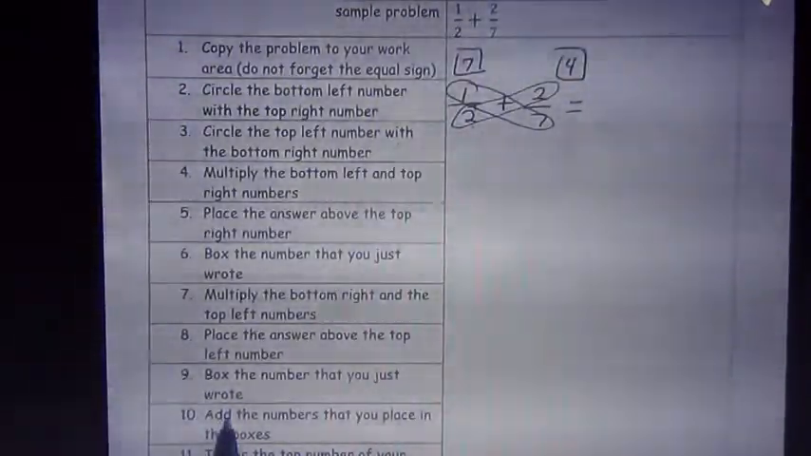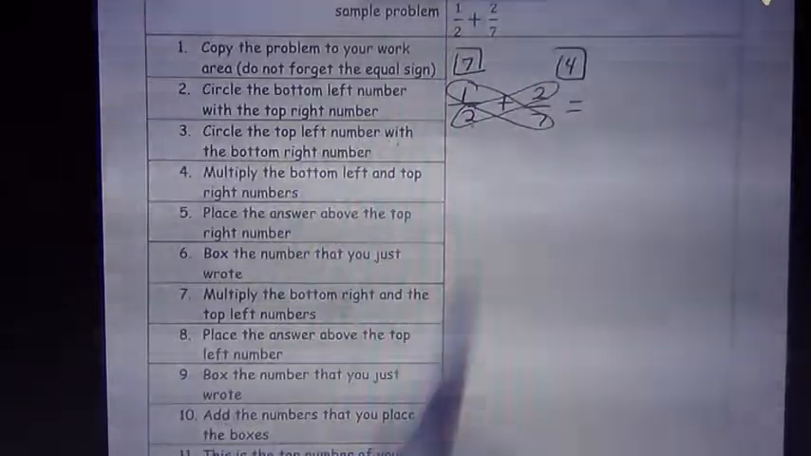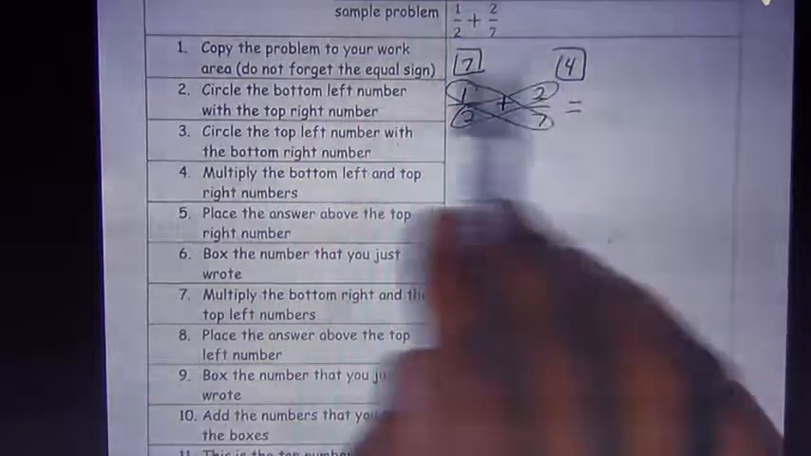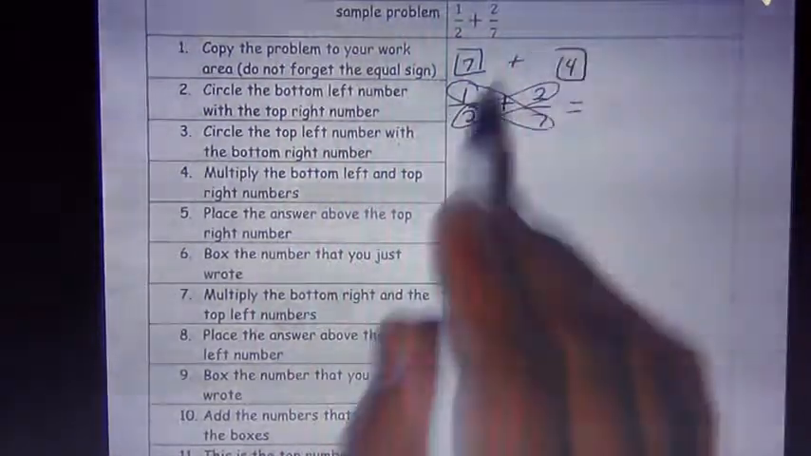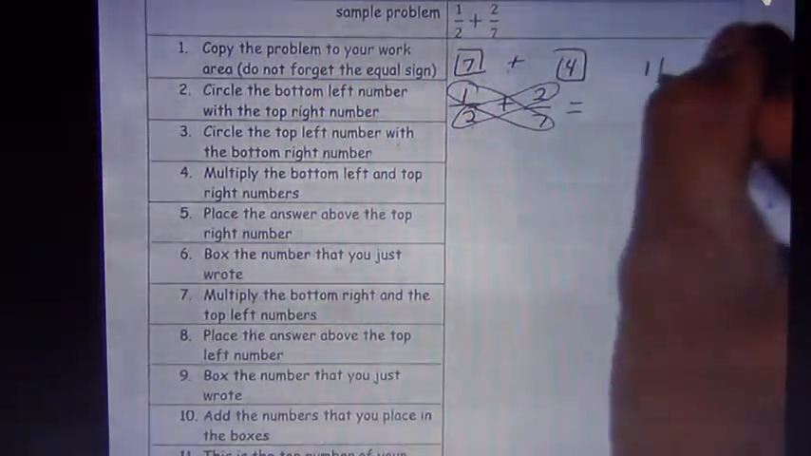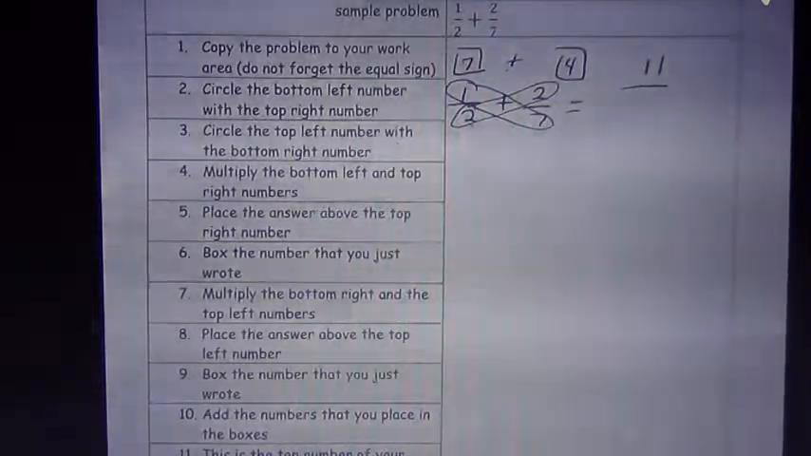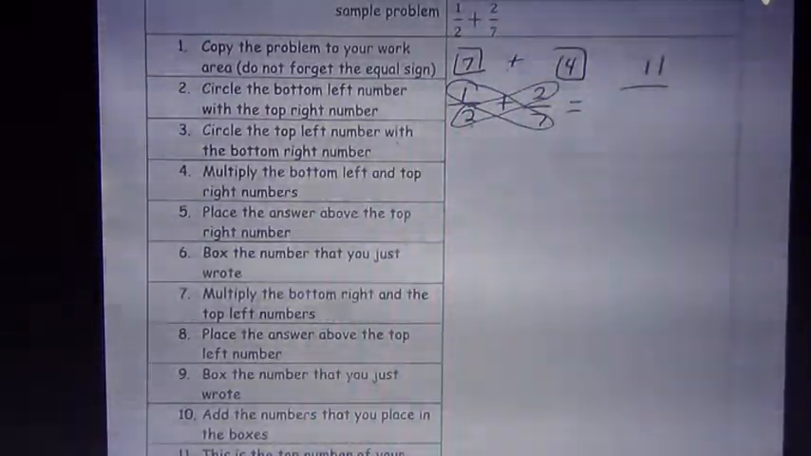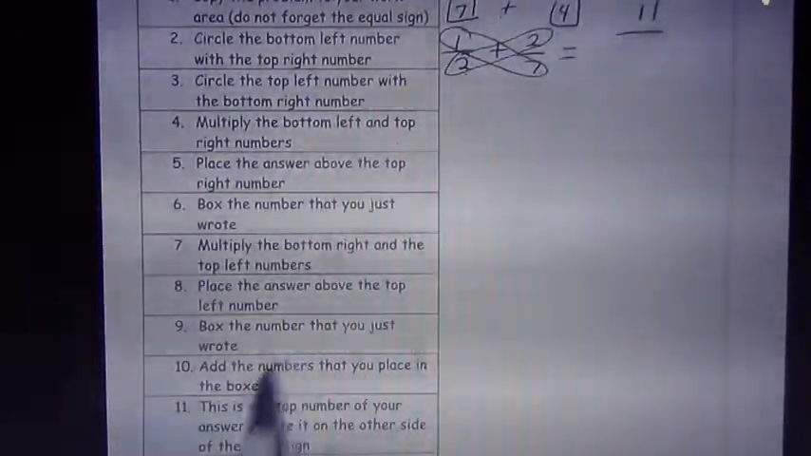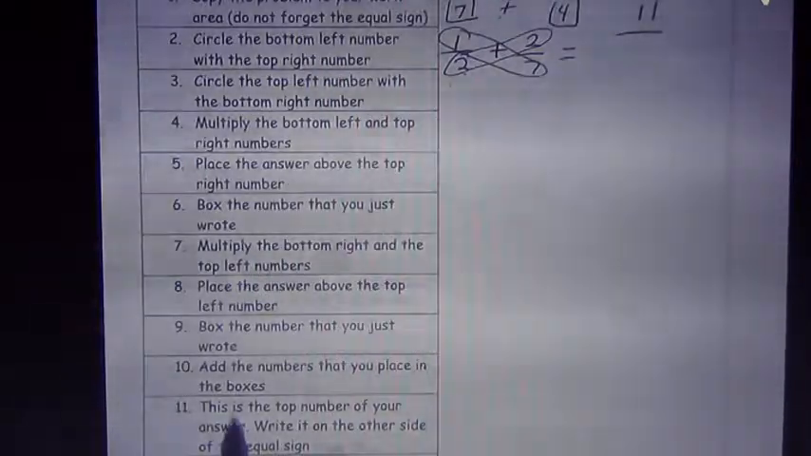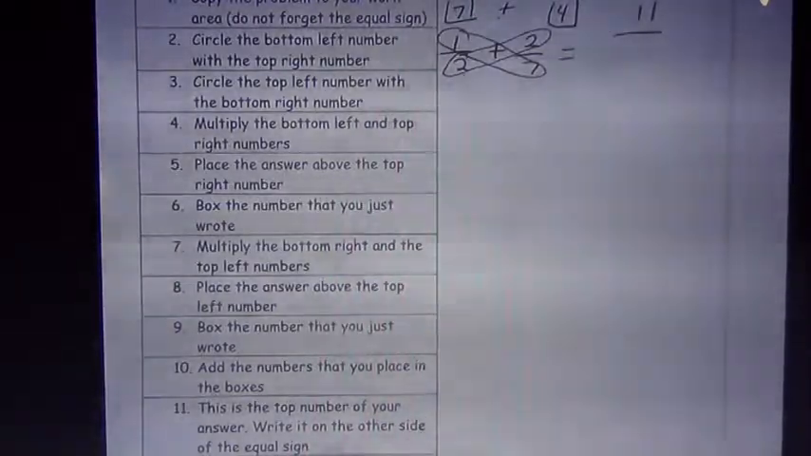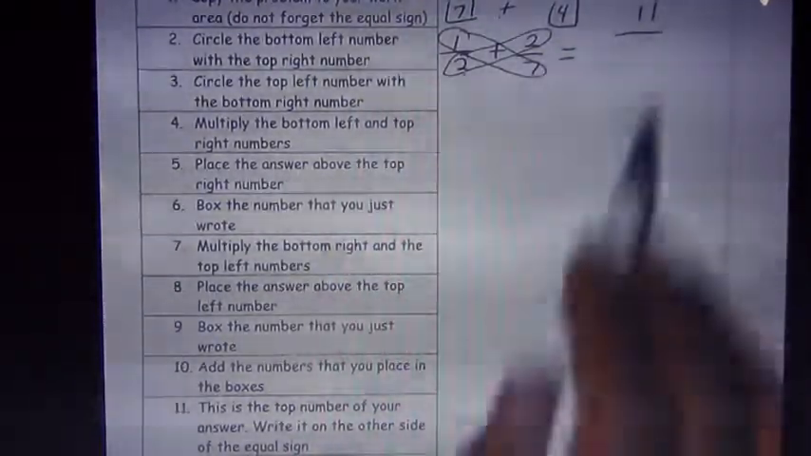Now it says add the numbers that you just placed in a box. I just placed the 7 in a box. I just placed the 4 in a box. So I'm going to do 7 plus 4. 7 plus 4 is 11. Now, the next steps say draw a fraction bar below the number you just wrote, and I did that right here.